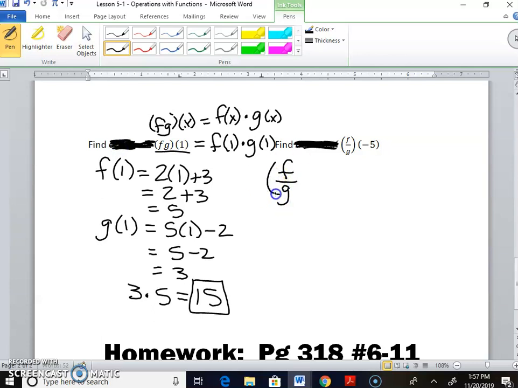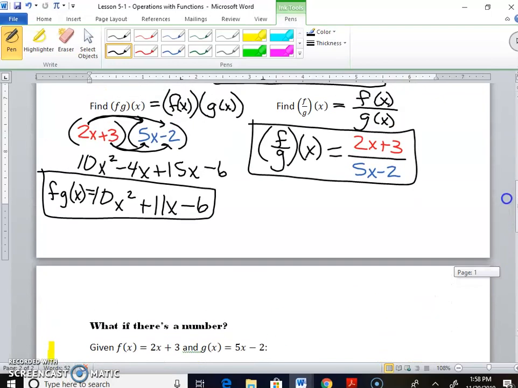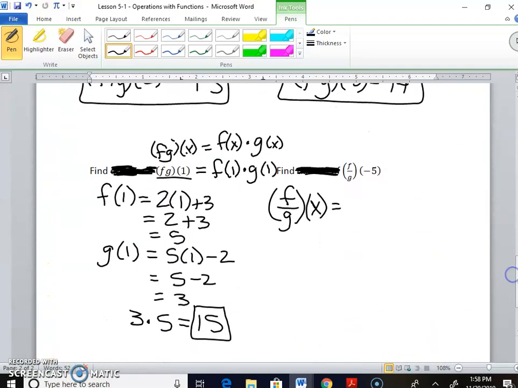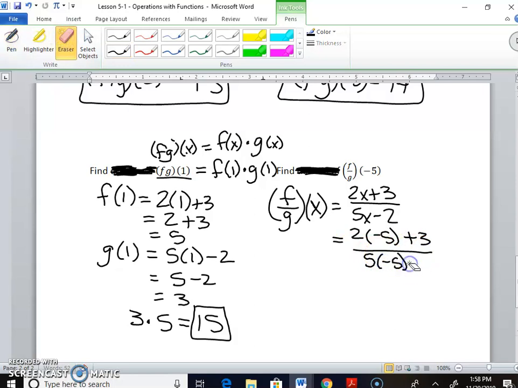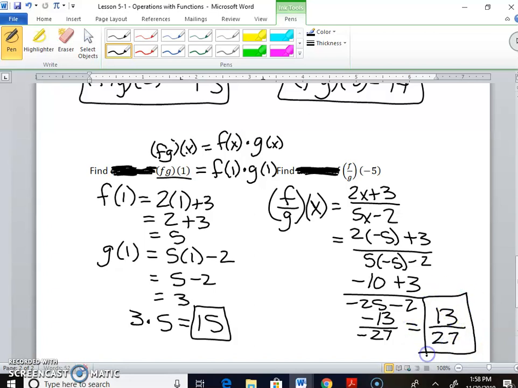Well, recall f divided by g of x was 2x plus 3 over 5x minus 2. So now I'm just going to plug in a -5. 2 times -5 plus 3 over 5 times -5 minus 2. And that gives me -10 plus 3 over -25 minus 2. And I get -13 over -27, which those two negatives would cancel, and I just get 13 over 27.